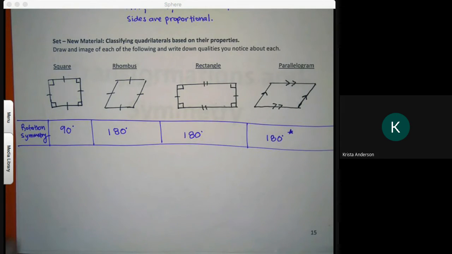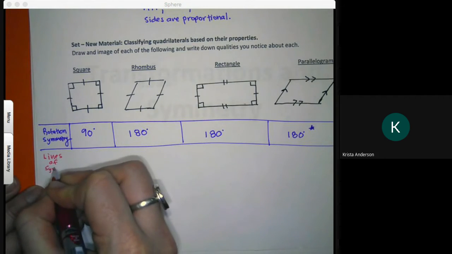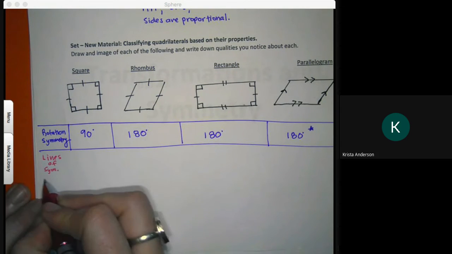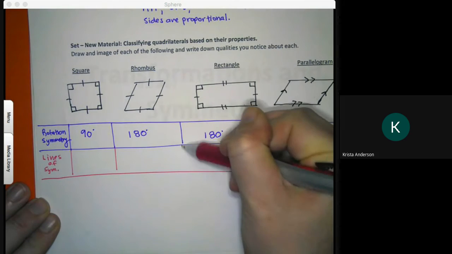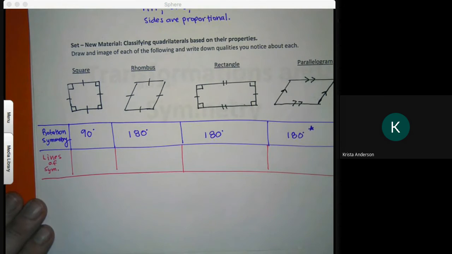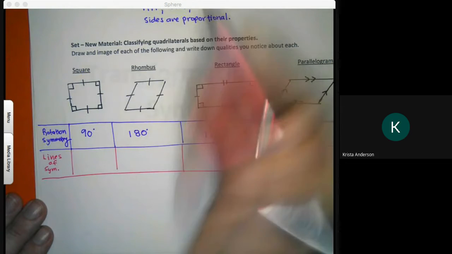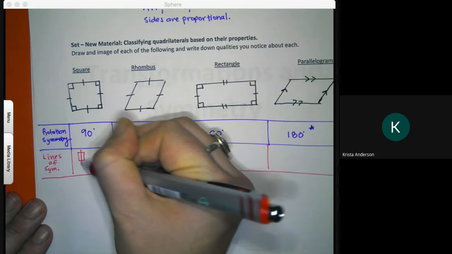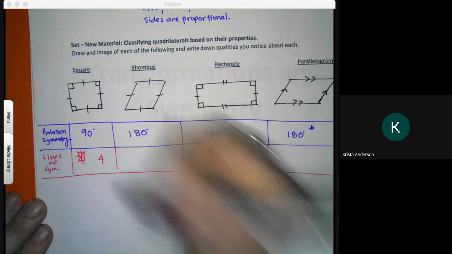Okay, next let's do lines of symmetry. For a square, how many lines of symmetry does a square have? Do you care if I draw it right on it? Maybe I'll draw it off to the side. Here's a square. I could draw a line through the center, through the side, through the diagonal, and through the diagonal. 4.